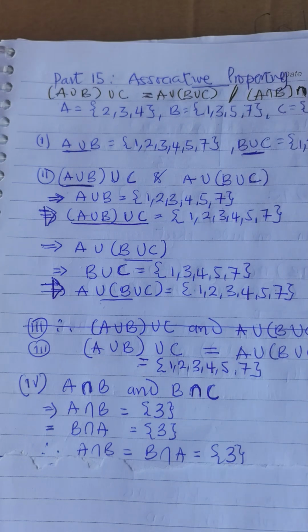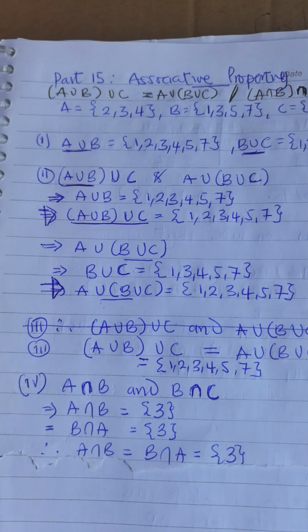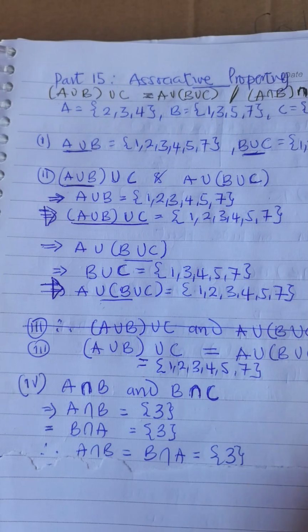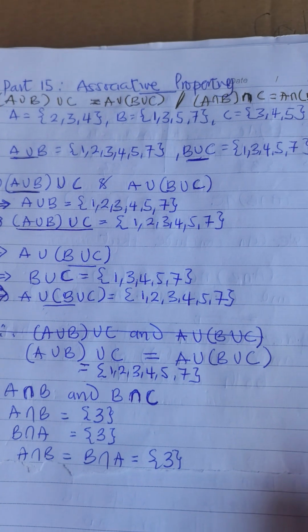A union B. A union B means we are just combining or joining the elements of A and B, and that's where we have 1, 2, 3, 4, 5, 7. Sorry. Now let's move to the other question that we were given also.